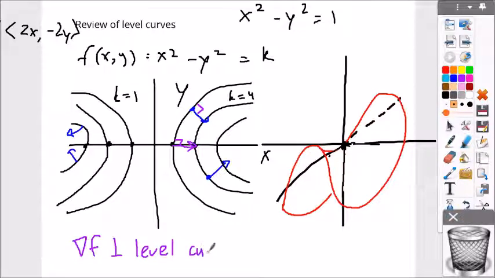And this idea also persists for 3 variables. The gradient is also perpendicular to level surfaces. The gradient is perpendicular to level curves, and the gradient is perpendicular to level surfaces. Now, how can we use these two facts?